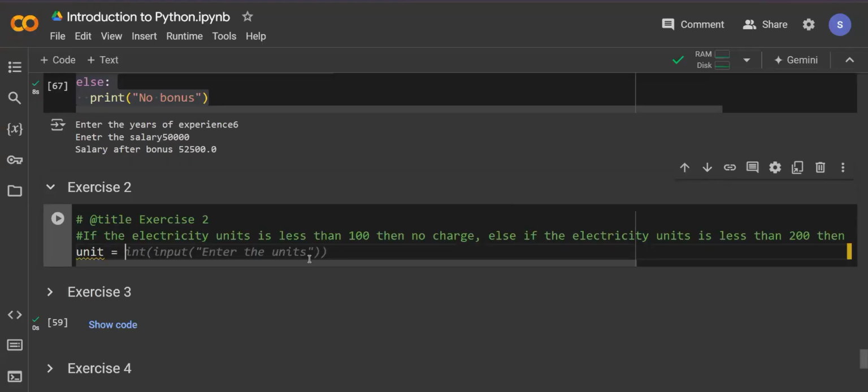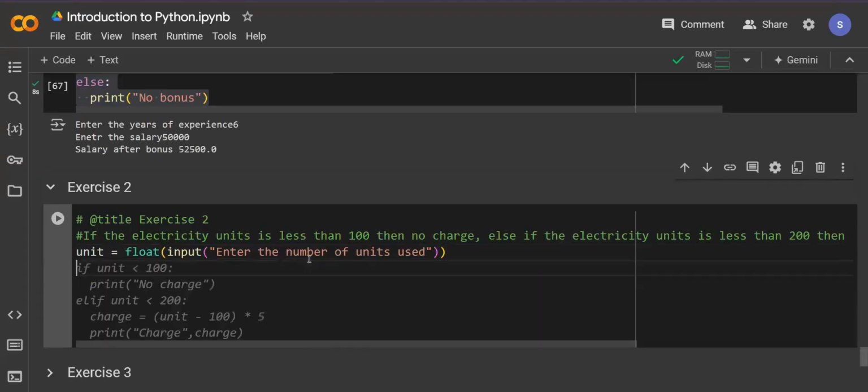Unit is equal to, and also the unit can be a floating point. It can also be a floating point, so that is the reason we'll be using float as the input. Float input, and let us write: enter the number of units used.